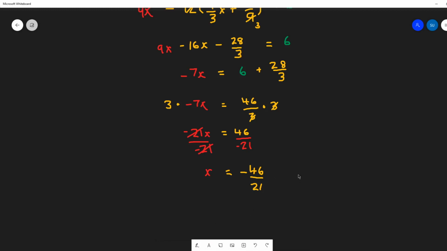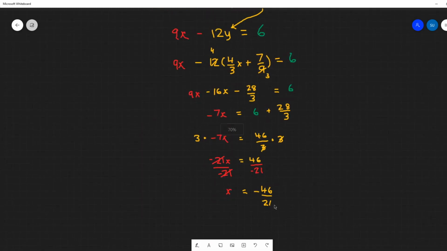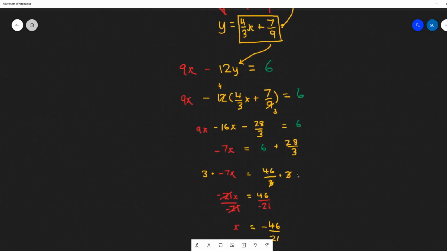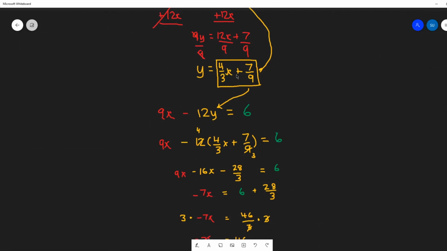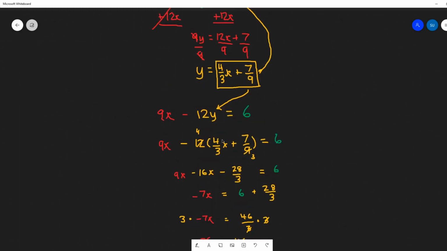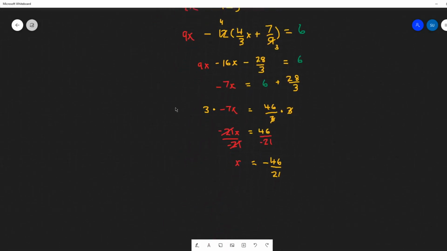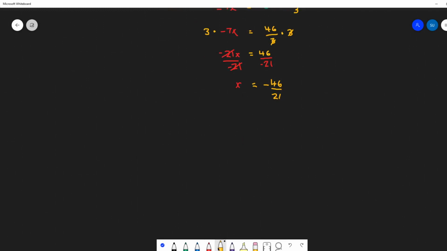And to find our y value, what we can do is plug this back into the expression we made. So if we look back into the expression we made, it was y equals 4/3 x plus 7/9. So let me write it again down here. Y equals 4/3 x plus 7/9.